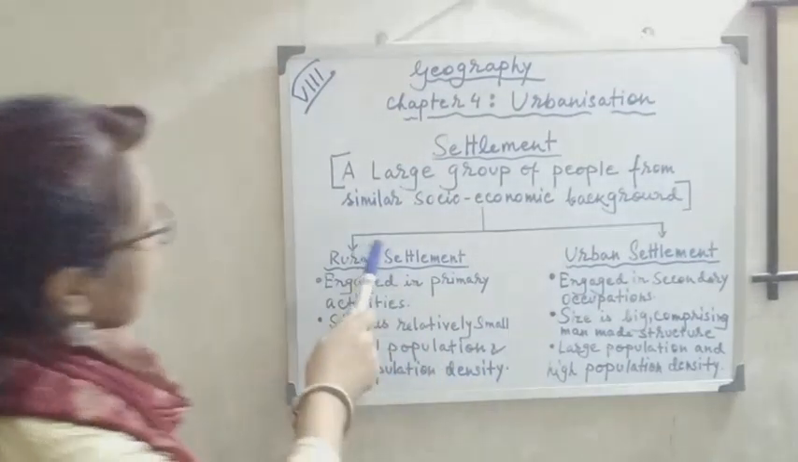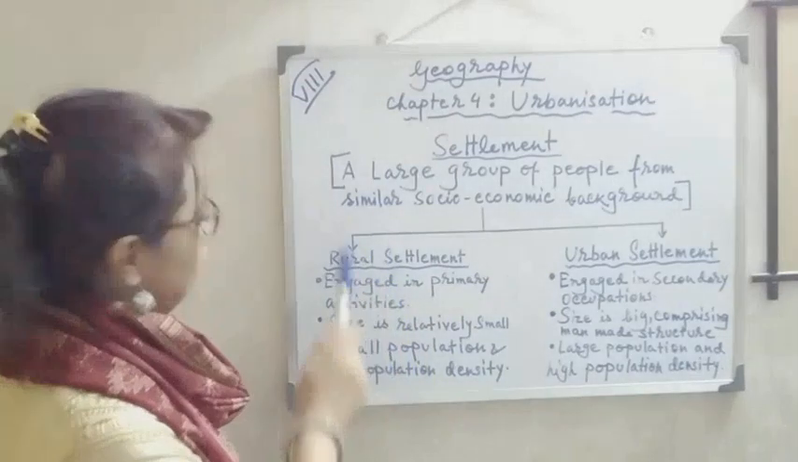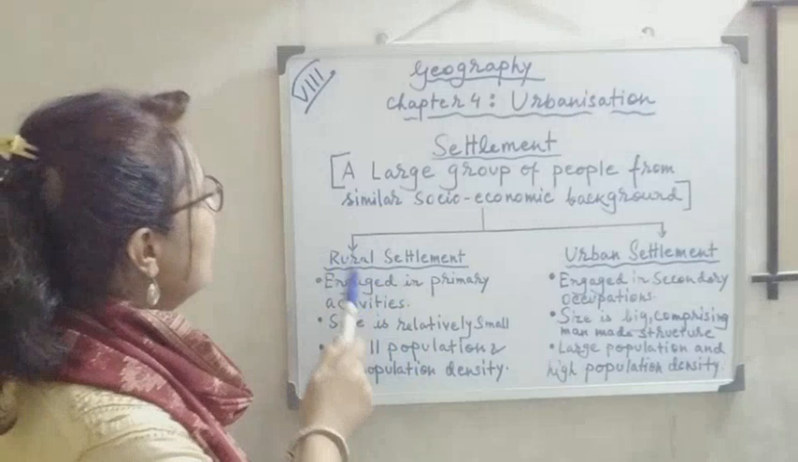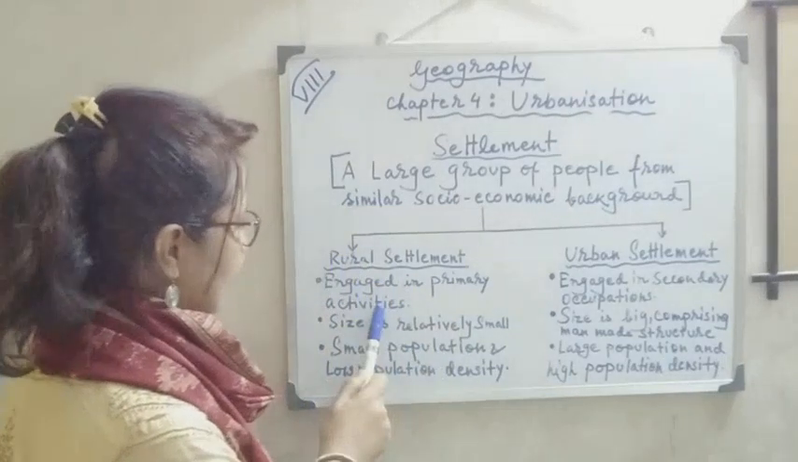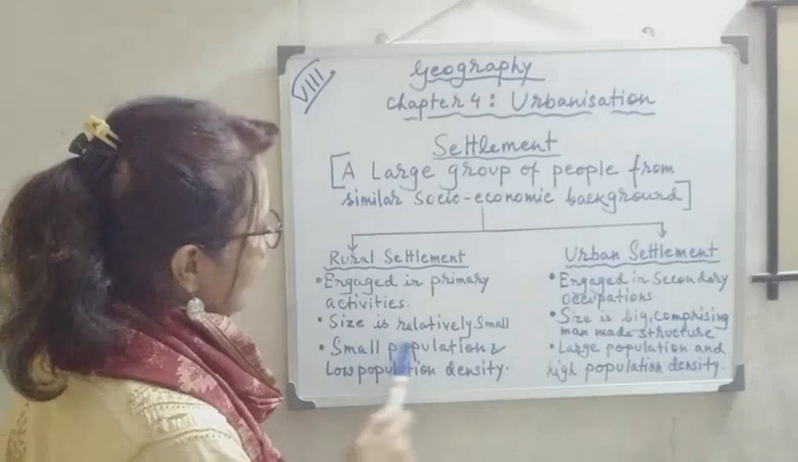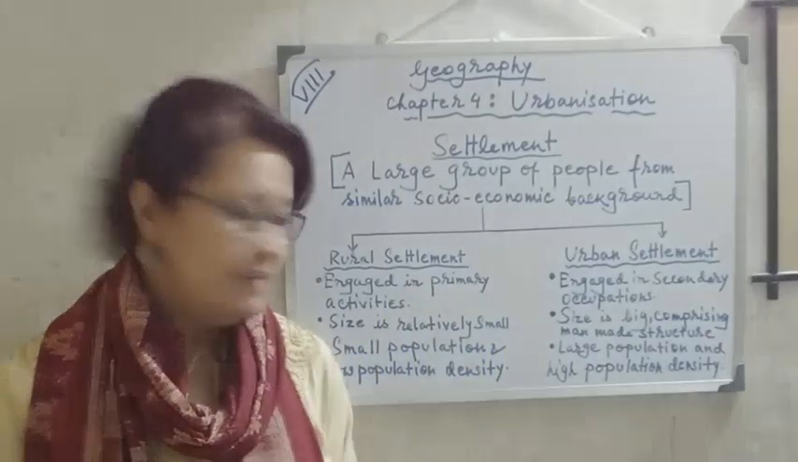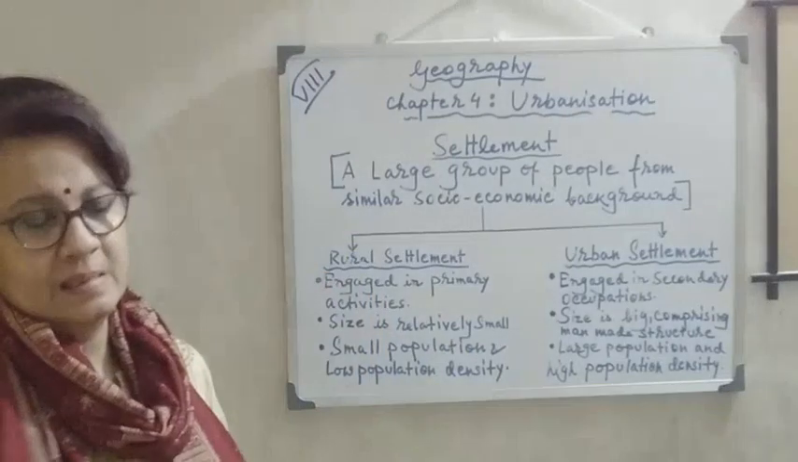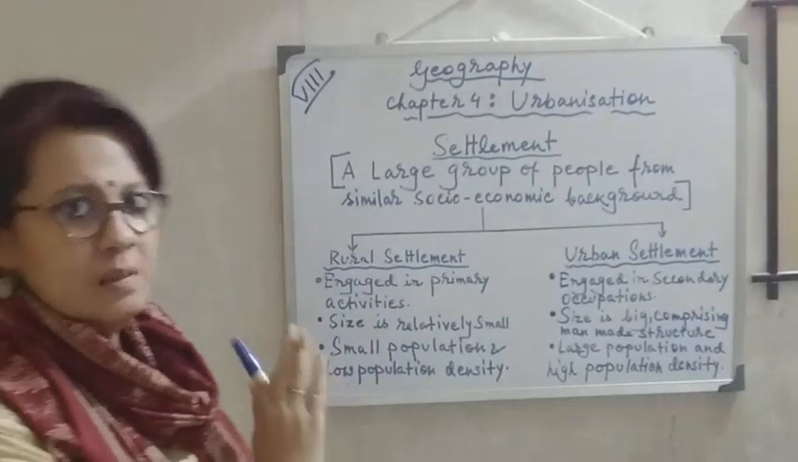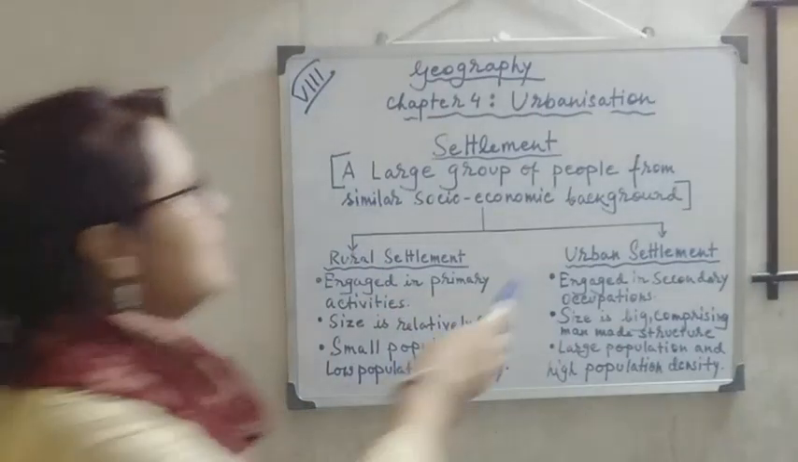So what are the characteristics of rural settlement? The inhabitants are engaged in primary activities, the size is relatively small, and there is a small population and low population density. Okay, these are the characteristics of rural settlement. Rural settlements form villages. Now, urban settlement.